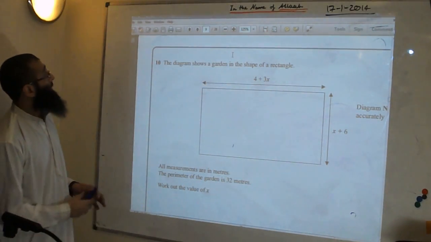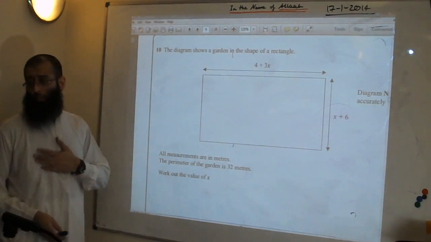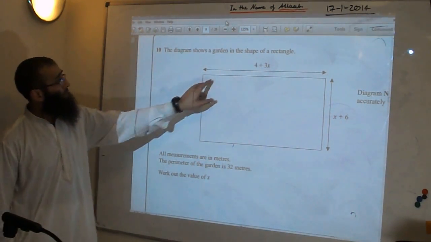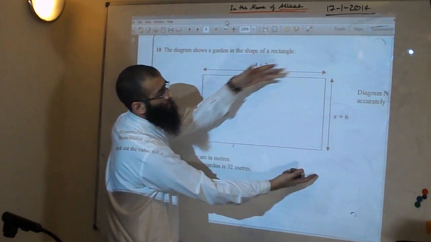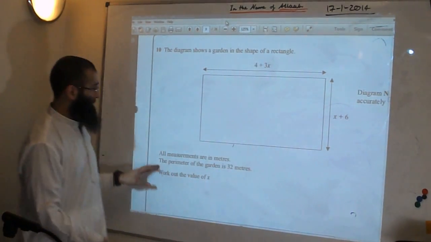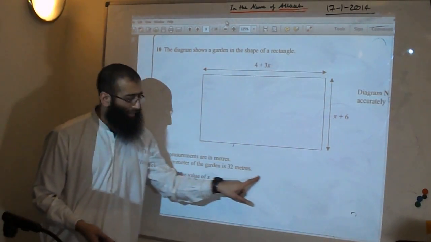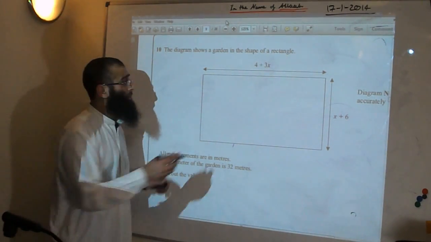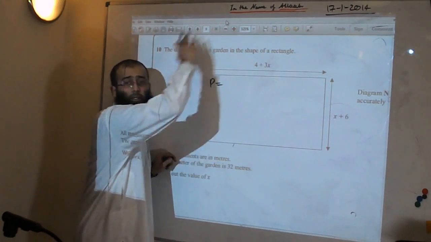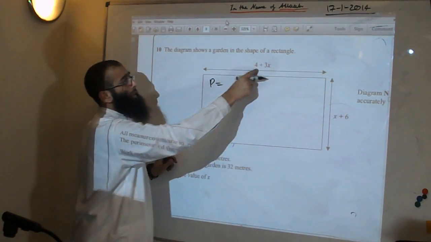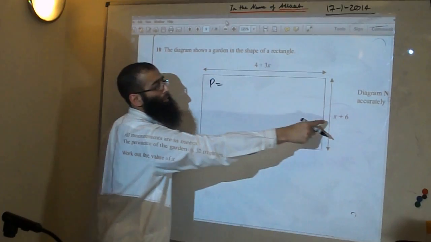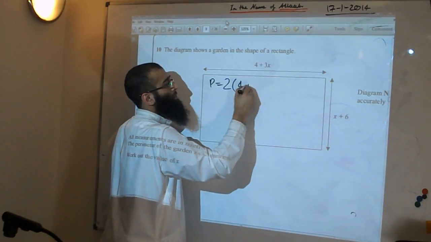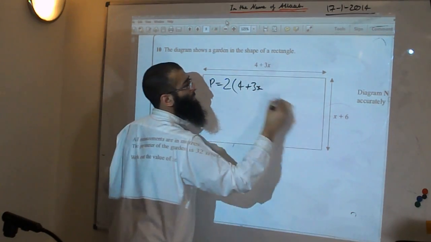Right, here we go. The diagram shows a garden in the shape of a rectangle. The length is 4 plus 3x and the width is x plus 6 meters. The perimeter of the garden is 32 meters. Now, let's quickly have a definition of perimeter. Perimeter is the distance around the shape. How many of these do we have? 2. And how many of these do we have? 2. So it's going to be 2 of these and 2 of them.